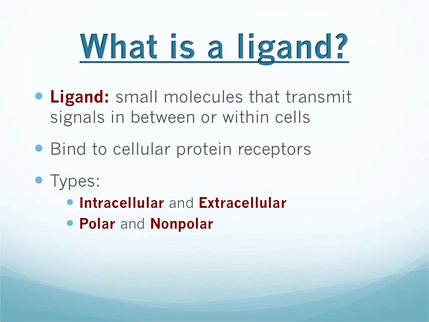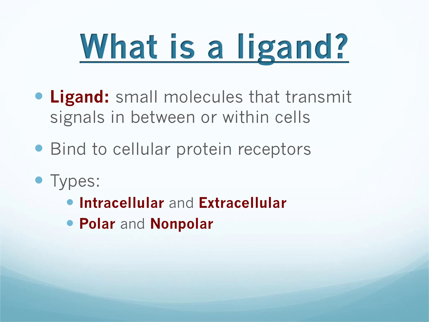So if the cell does not have the correct receptor, it won't recognize the ligand. The ligand won't bind with it. That signal will not go to that particular cell. You can have intracellular or extracellular receptors. Intra meaning on the inside of the cell, extra meaning on the outside of the cell. And again, it depends on what it's used for.